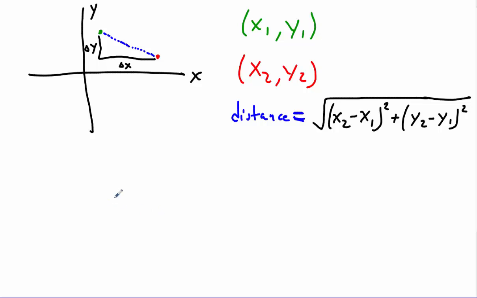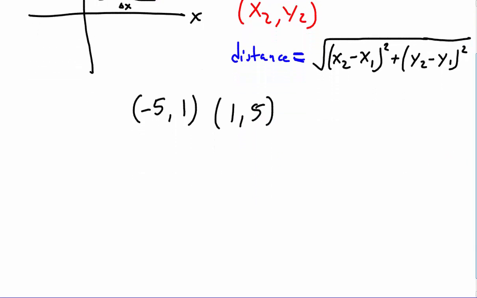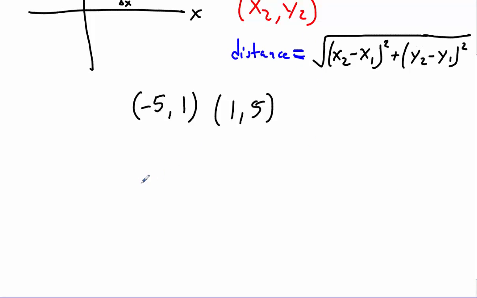It's just derived from the Pythagorean theorem. I don't know why I keep saying identity. So let's say I have the point -5, 1 and the point 1, 5. I want to find the distance between these 2 points, so we're just going to use our distance formula.